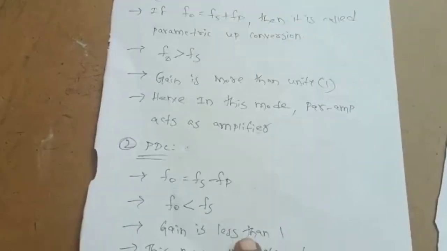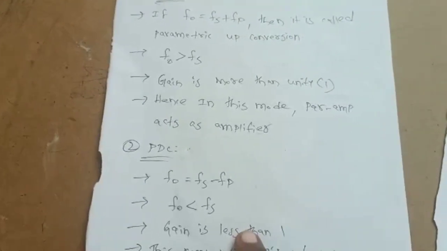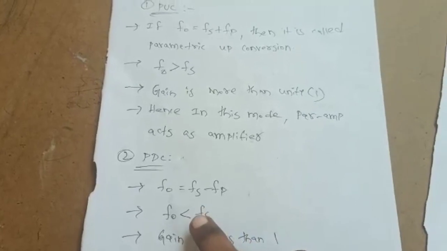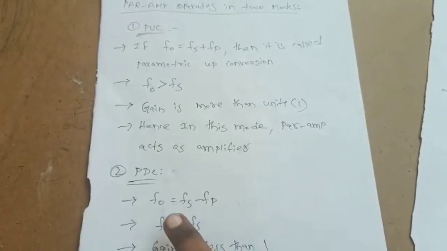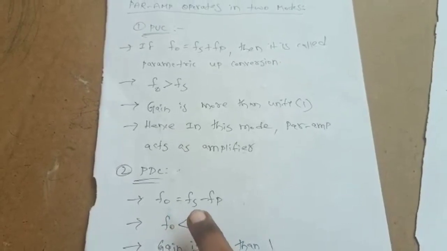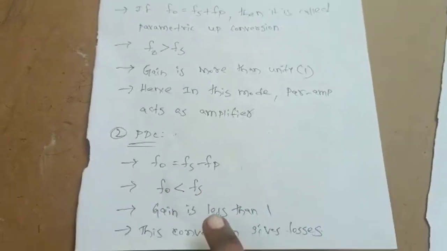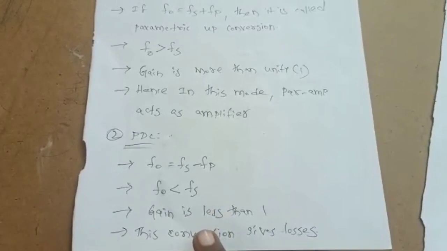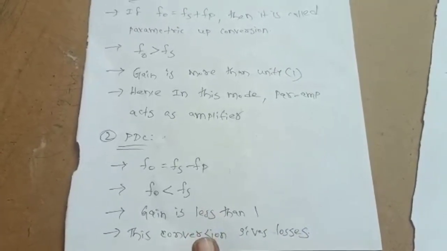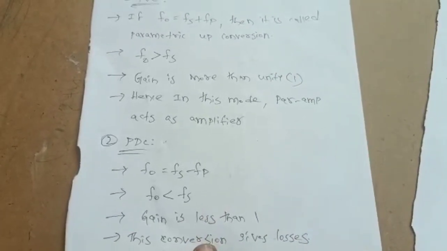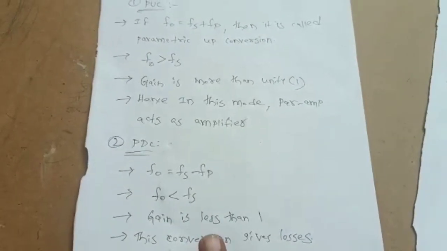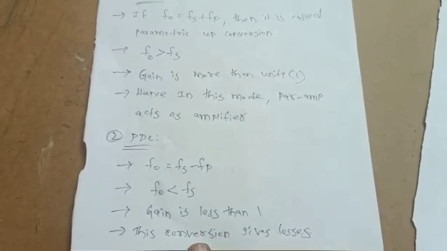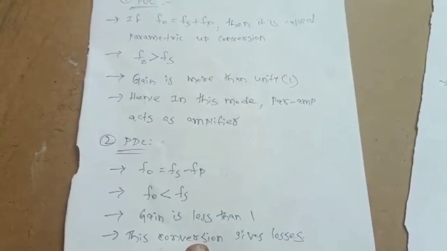Next, the second conversion, that is called PDC. In the PDC, the output frequency is less than the signal frequency Fs. Output frequency is equal to Fs minus Fp. In this mode, the gain is less than 1. That's why in this mode, the parametric amplifier cannot act as an amplifier. So this conversion will give more losses.